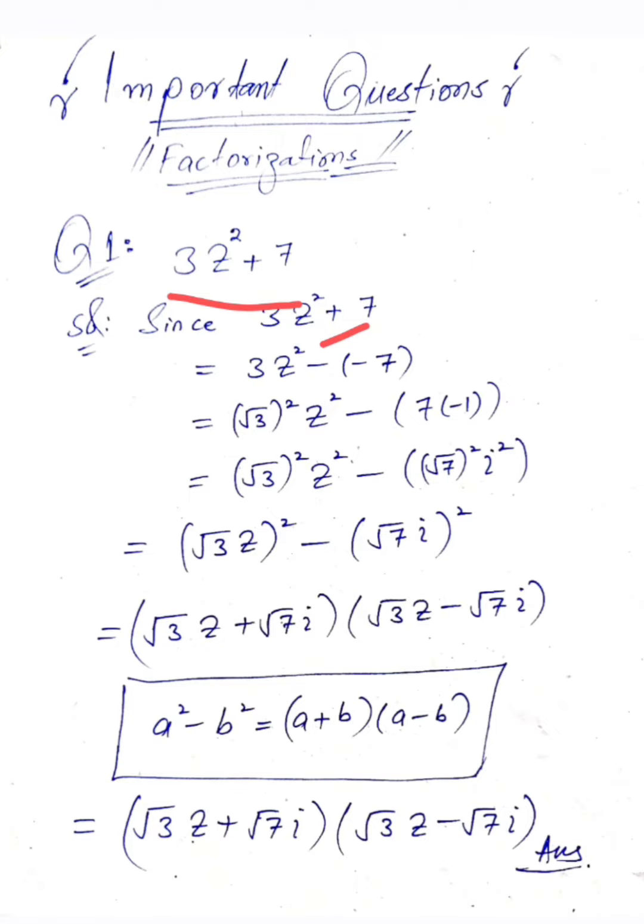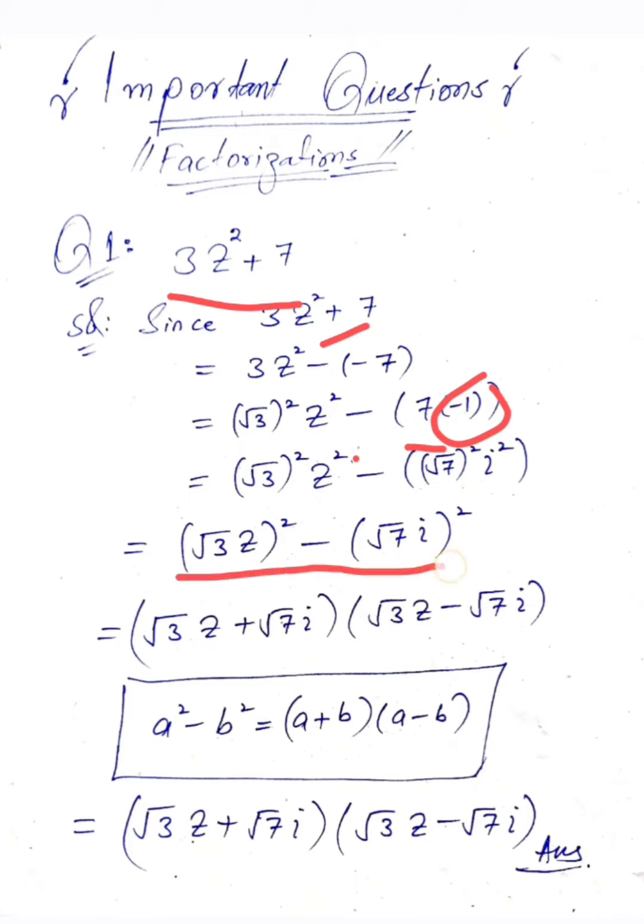So square root of 3 whole square is equal to 3, and z square minus 7, and 7 into minus 1. Now in the next step, square root of 3 square z square minus, and then 7 is also written in the square form. So square root of 7 whole square, and instead of minus 1 we replace it by iota square. So now each term we can easily write in the square form. So square root of z whole square minus square root of 7 iota whole square.